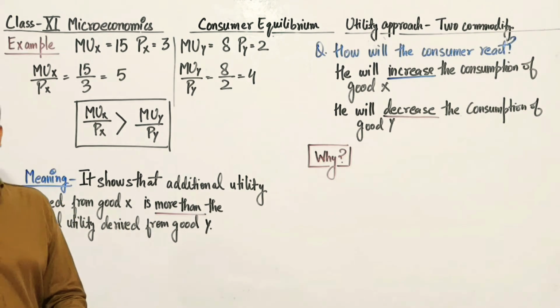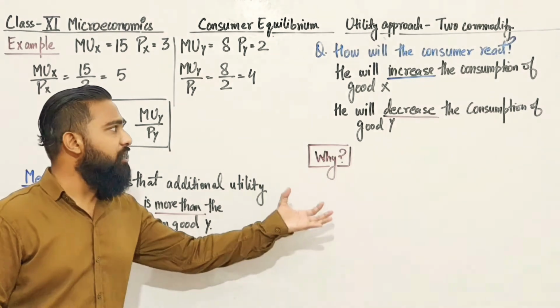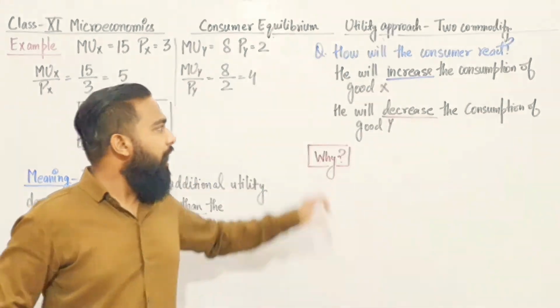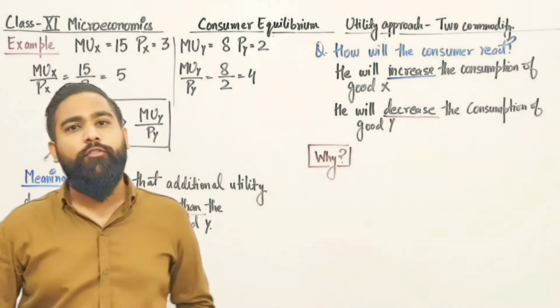Now the question arises, why? Why is the consumer going to increase the consumption of good X and why is he going to decrease the consumption of good Y?